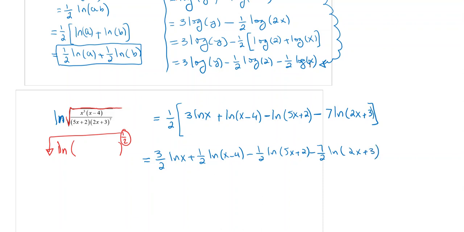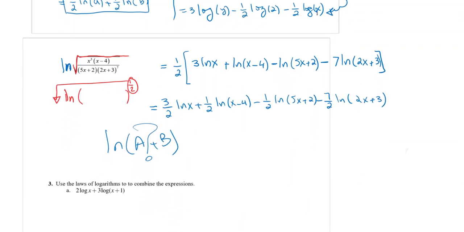You might be tempted to think that, oh, ln of x minus 4, maybe I can do something to that. No, there's no such property. You can't simplify ln of a plus b or a minus b. I'll just put a question mark. You can't do anything with that. It's ln of a product or a quotient or a power that you can simplify.